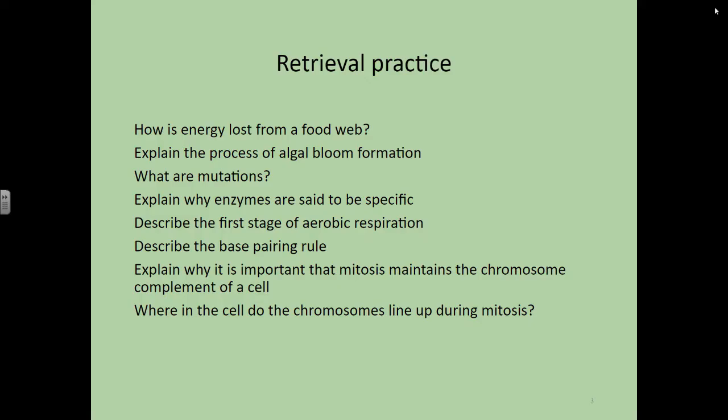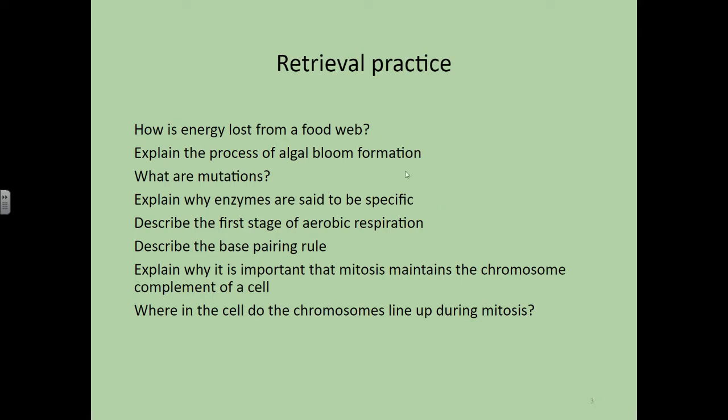Okay, so energy is lost from a food web through undigested material, through movement, and through heat. Algal bloom formation is quite long, so we're not going to go through all of it, but in short, fertilizer gets into a water source from farmland that causes algae to grow, because that's what fertilizers are good for, growing plants. They die and they cover over the pond. When they die, bacteria feed on them, and the bacteria use up the oxygen in the ecosystem. That causes eutrophication.